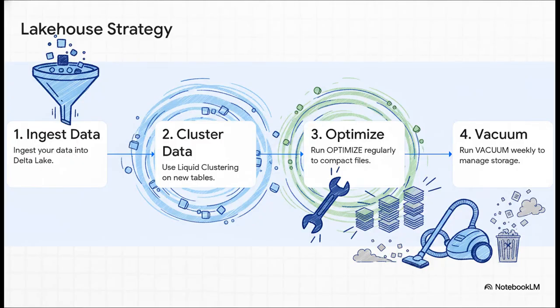So let's put it all together into a simple, really powerful game plan. Step 1, get your data into Delta Lake. Step 2, for any new tables, definitely look into modern stuff like liquid clustering instead of old-school partitioning. It avoids all these problems automatically. Step 3, make it a habit to run Optimize regularly. Keep those files big and your queries fast. And finally, Step 4, run vacuum on a schedule, maybe once a week, to keep your storage nice and clean.